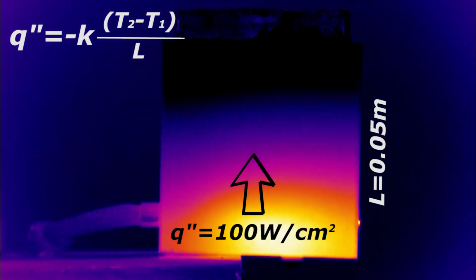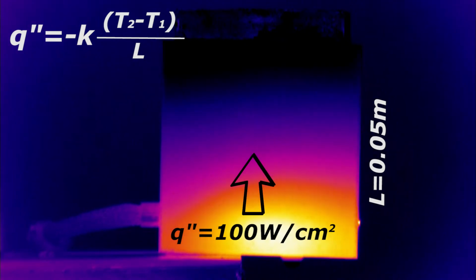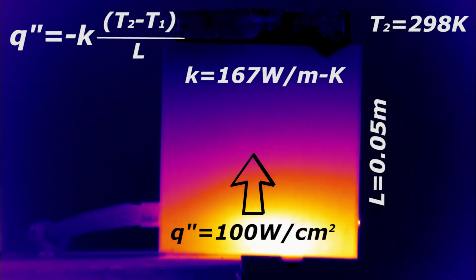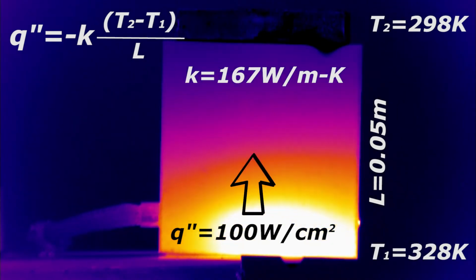Now, if I know that the rate of heat transfer is 100 watts, and I know the temperature at the top of the block and the thermal conductivity of the aluminum, I can actually calculate the temperature at the bottom of the block using Fourier's law. Now, the important thing to know about Fourier's law is it depends on the material you're looking at. Different materials have different thermal conductivities.